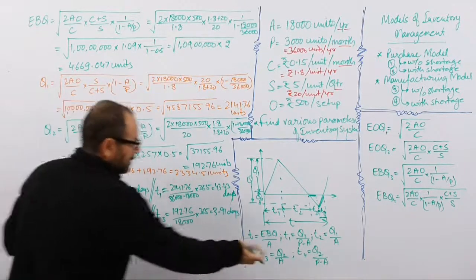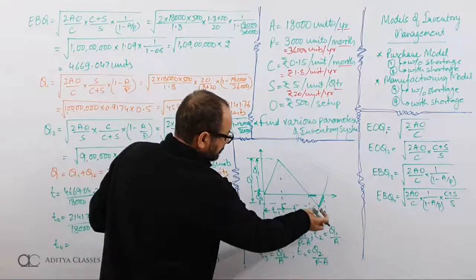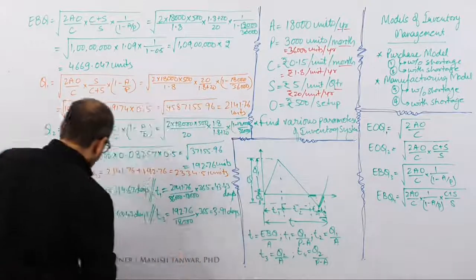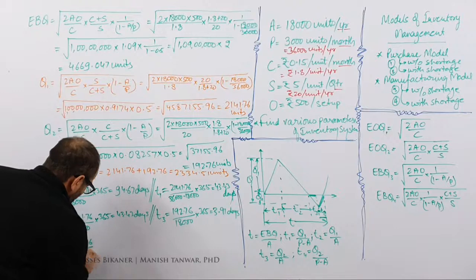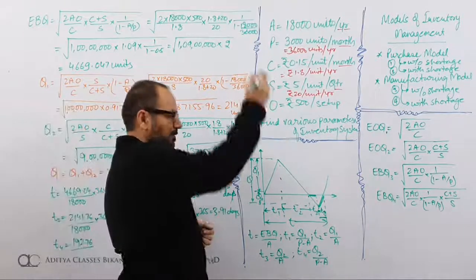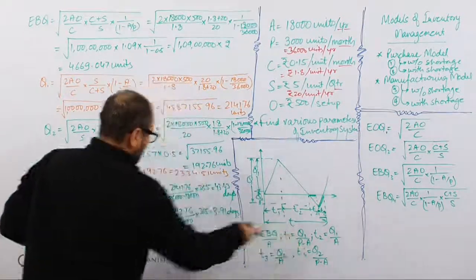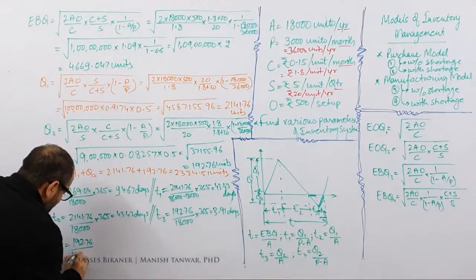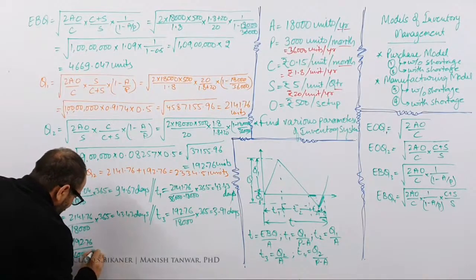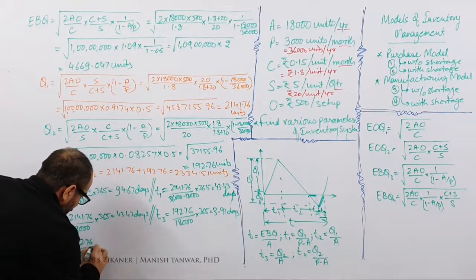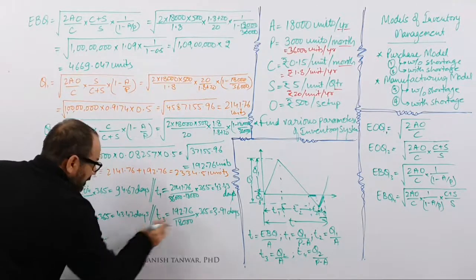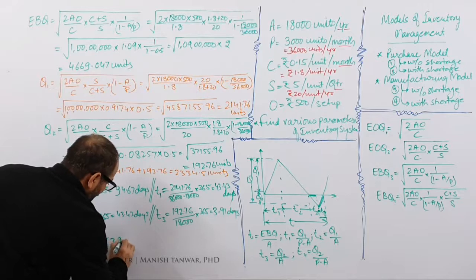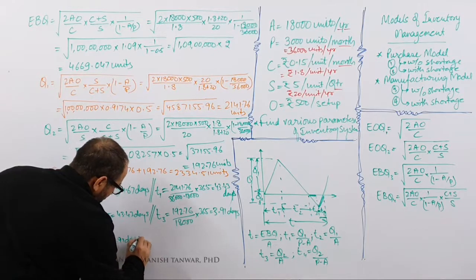T4 is Q2, this section, from 0 to Q2. Q2 is 192.76 upon, this time we are going up, when we rise with P minus A. That is 36,000 minus 18,000. Multiplied by 365 for days, making it 3.91 days.